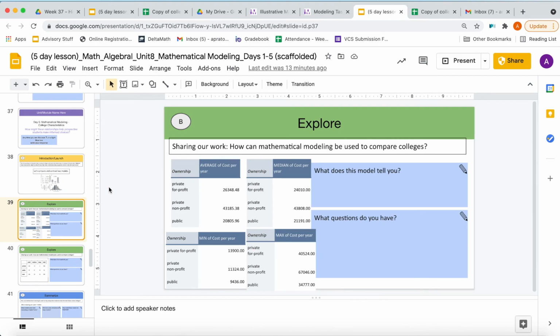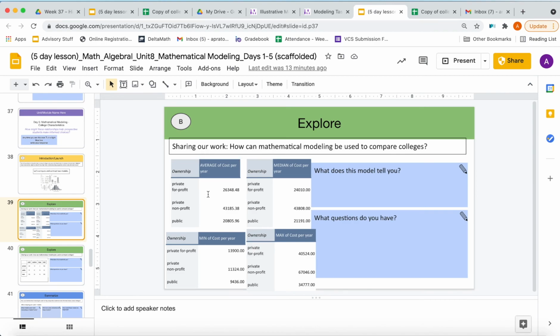You may pause the video now and answer the questions on your slides based on this model. Your other option is to follow along as I go through these responses. So what does this model tell you? I'm looking here and I see some statistical information. I see average of cost per year, median, minimum, and maximum. I see a comparison between private for-profit, private nonprofit, and public colleges. So clearly the student was trying to think about what is the relationship between the ownership of the college and the average cost per year.